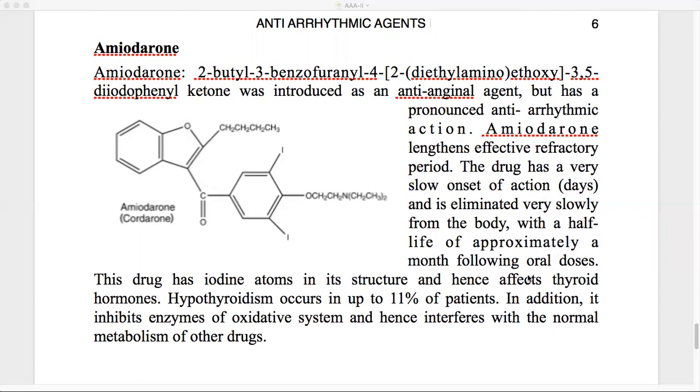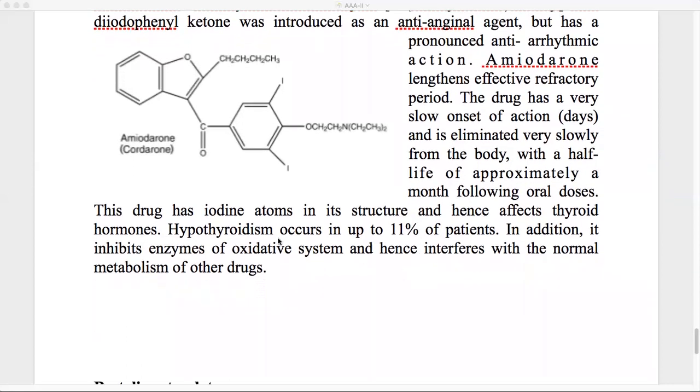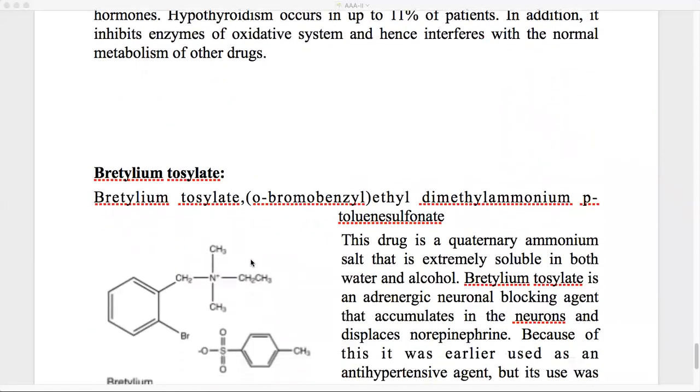Again, this drug has some disadvantages. The main one is that it has an iodine atom in its structure, so it affects the thyroid hormones. Hypothyroidism occurs in up to 11% of the patients on this treatment. In addition, it inhibits the enzymes of oxidative systems, thereby interfering in the normal metabolism of other drugs. So this is about amiodarone.